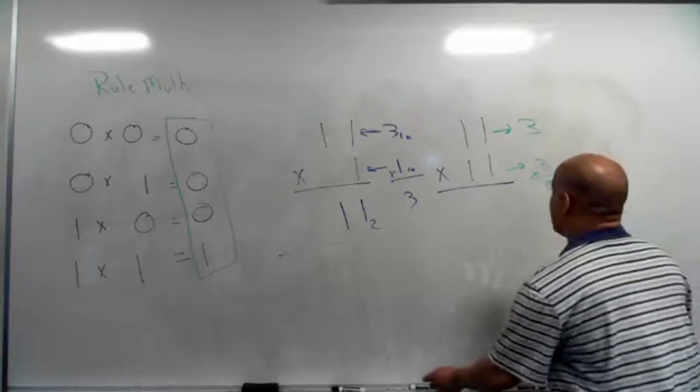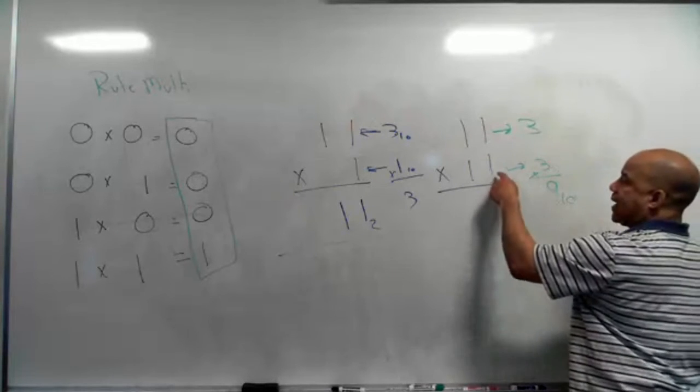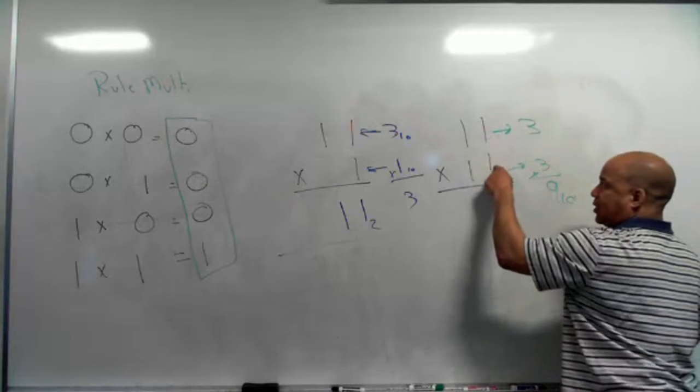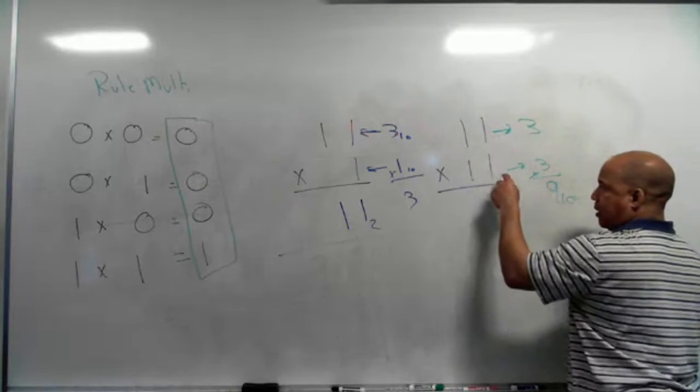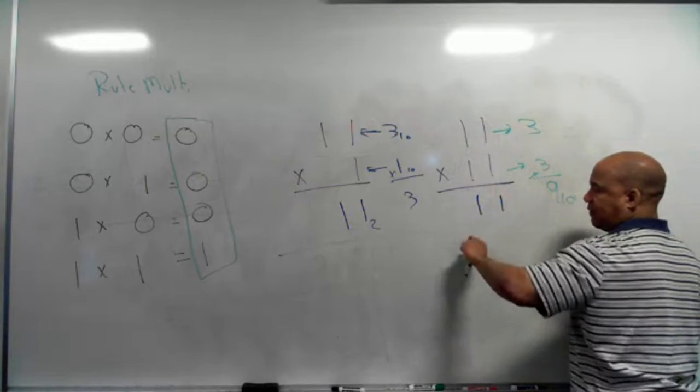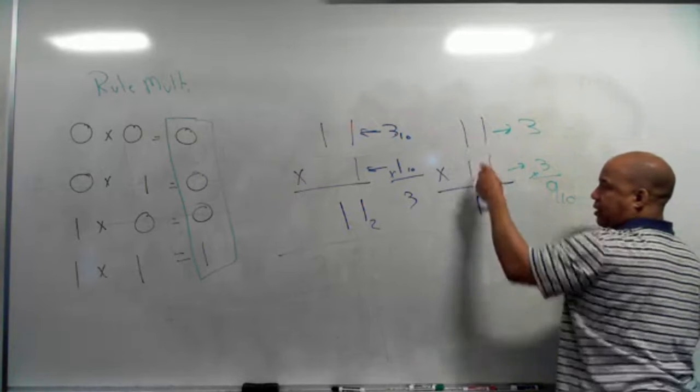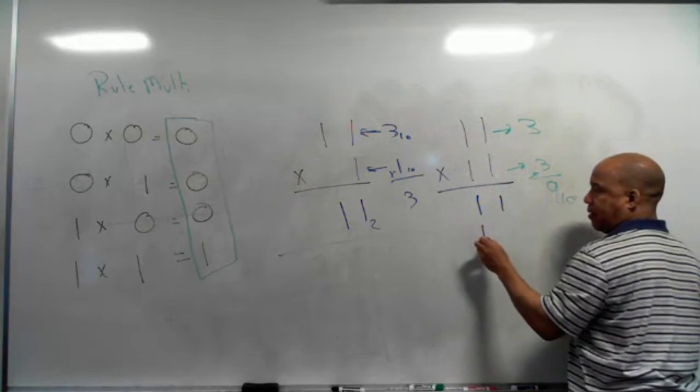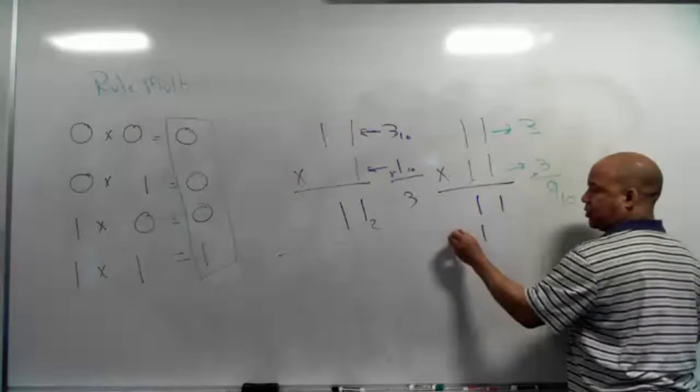I'm looking for a color I didn't use. I guess I used blue. So here I've got a 1 times a 1. 1 times 1 is a 1. And 1 times a 1 is a 1. But now when I do this one, I've got to shift the answer over. 1 times a 1, I put the 1 not here but here. And 1 times a 1 is a 1.